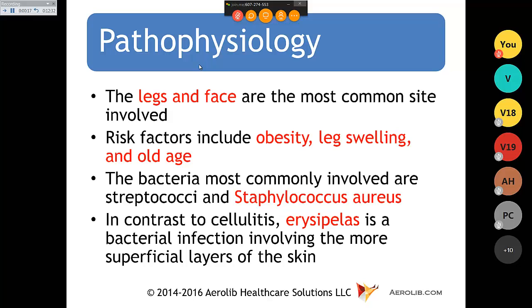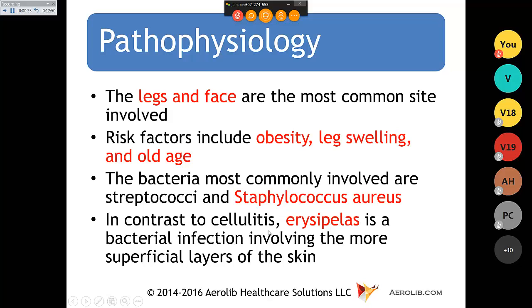And why this will turn out to be important is all this semantics, wordings will be used to develop our history and physical, to develop our progress note, to develop the medical probability of adverse events happening. And that's where risk factors come in. So most common bacteria, Staphylococcus aureus.